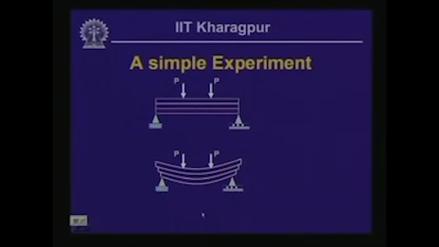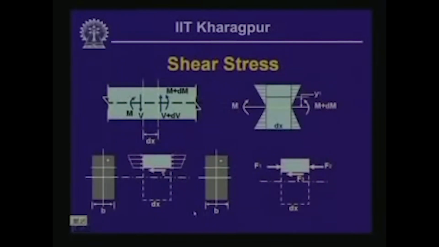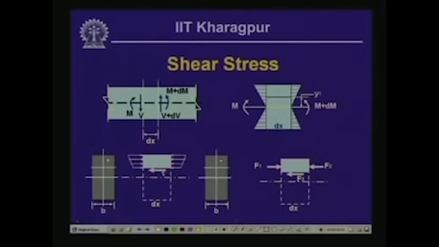Now, let us look into how we compute the value of the shearing stress in a beam. We consider a segment of the beam which is loaded, and let us say these are the two sections at a distance of dx. Let us call this section AA and this BB, and on face AA we have the shear force V and the bending moment M.